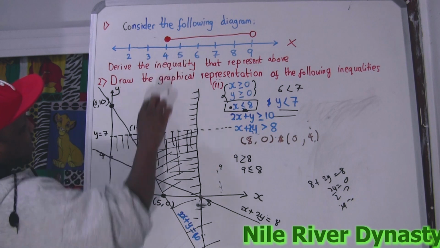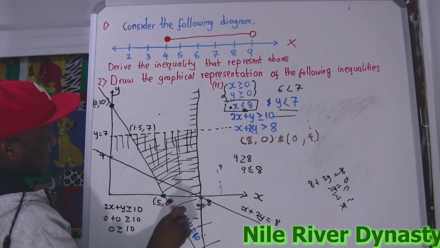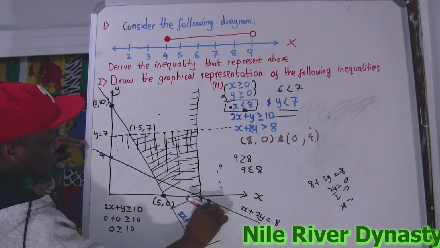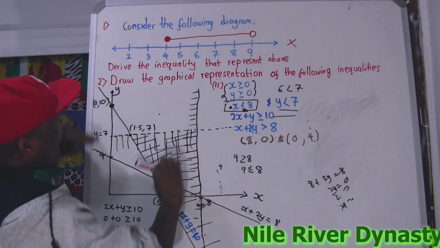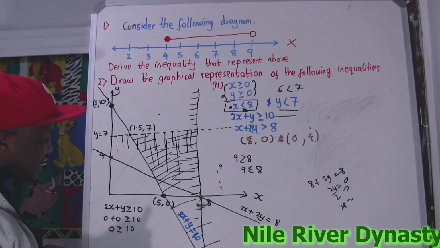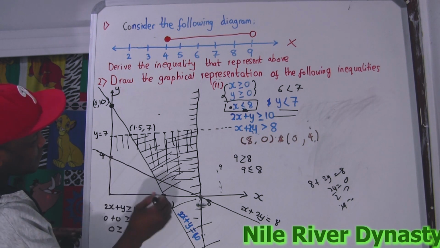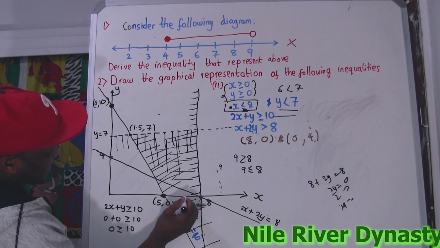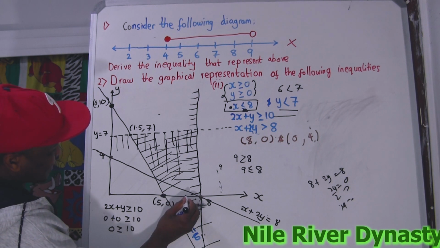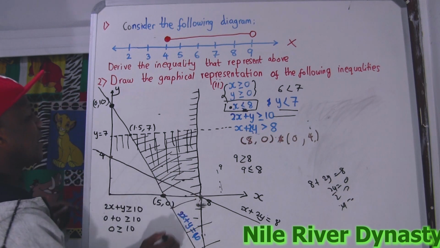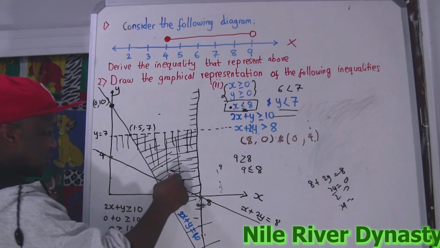So I don't even have to shade there because this is where they all intersect. Now I'm going to look at this. We know that for this to be true, this must be there. Now let's take a coordinate. If this is 5 and this 8, there's a possibility this could be 6. Let's take 6 and 2. 6 and 2 is going to be here.